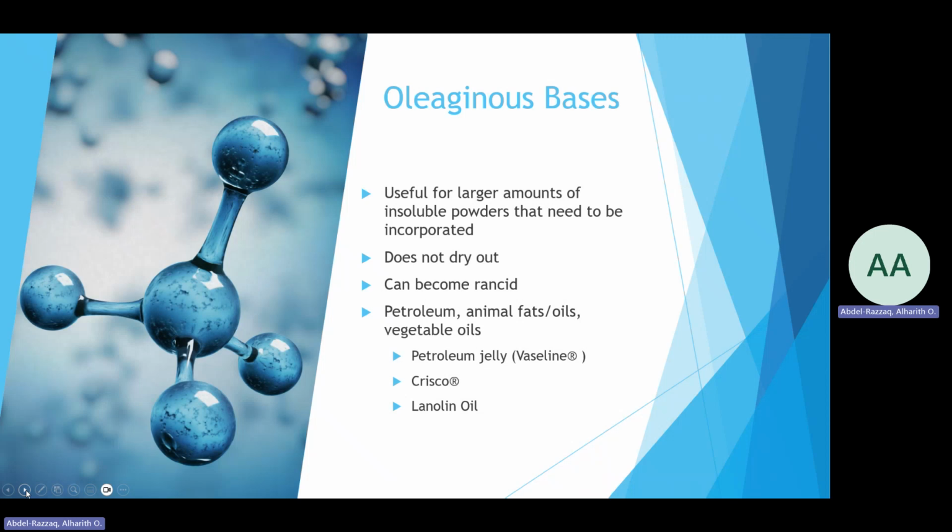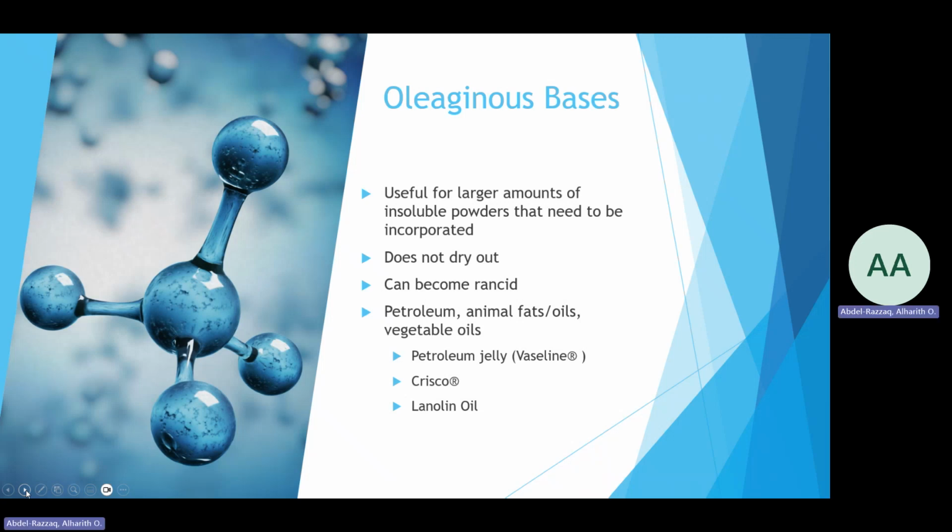So we'll start with our hydrocarbon or oleaginous bases. These are going to be useful when there's a high percent of insoluble powder that needs to be incorporated into the base, so anything between 10 to 25% weight over weight. The origin of our oleaginous base is actually going to be petroleum or petrolatum. Specific brand names could be like Vaseline, Crisco, or lanolin oil.